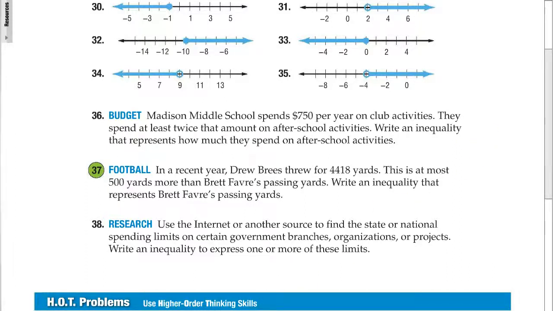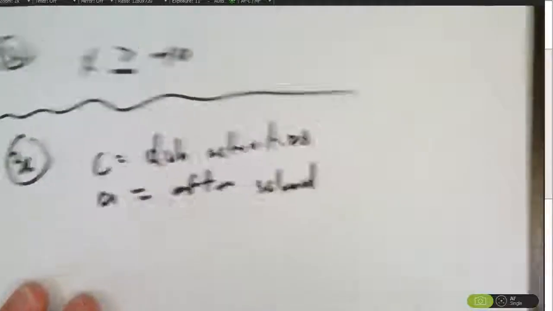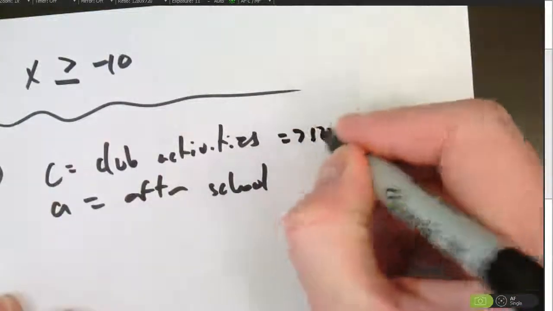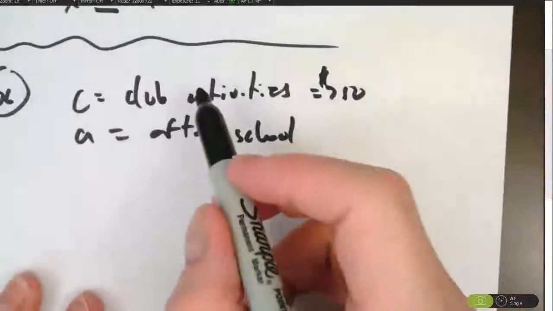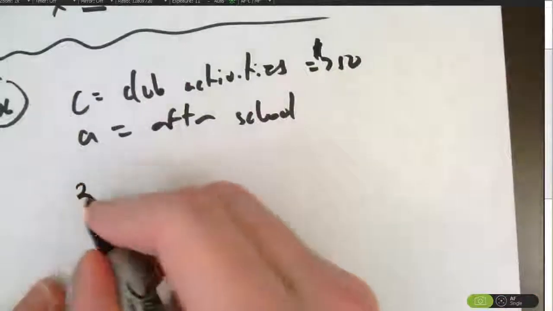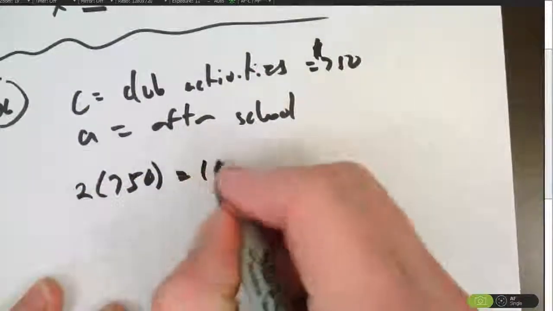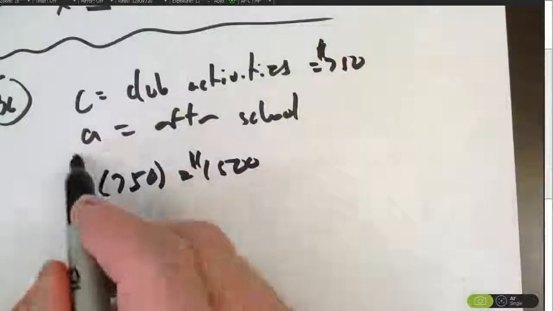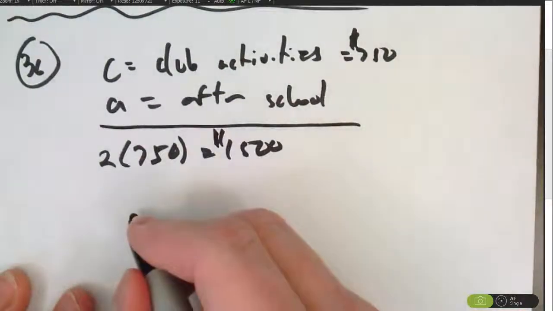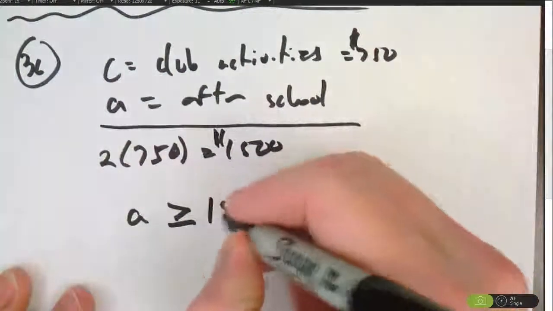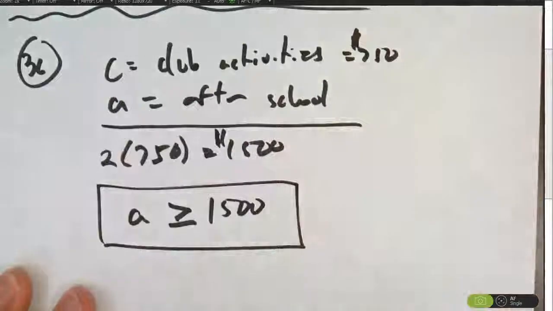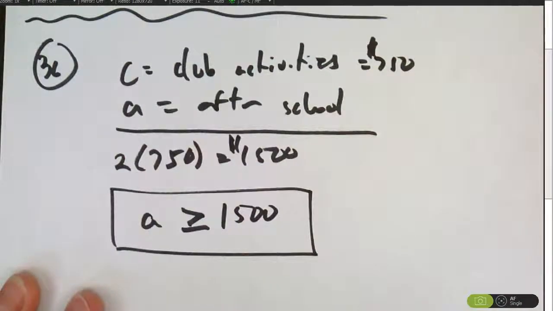They tell us in the beginning that they spend $750 per year on club activities, so I know that club activities is $750. That's guaranteed. Now they said they spend at least twice as much as this on after-school activities. Twice $750 is $1,500, and we spend at least that much after school. So A has to be greater than or equal to $1,500. There's our inequality for 36.